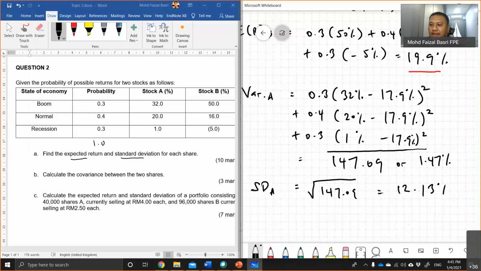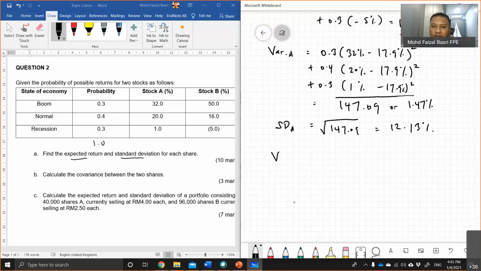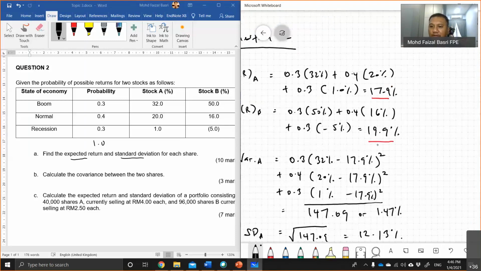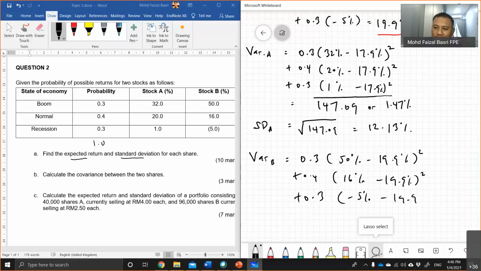Okay, so that's for A, for stock A. So let's try variance for stock B. Okay, the same process. Can you try to calculate while I'm writing here? Try to calculate, which is the same process as stock A. So it's 0.3 multiply with 50% minus berapa? ER 19.9 squared, plus 0.4, 16% minus 19.9% squared, plus 0.3, negative 5% minus 19.9% squared. Okay, find the total.